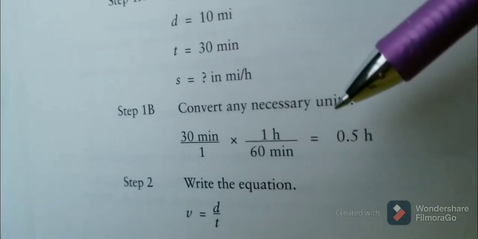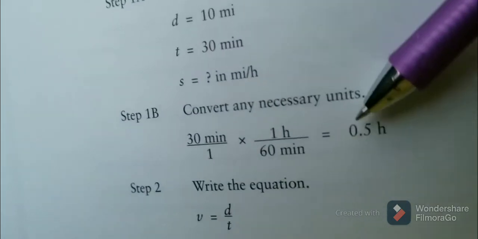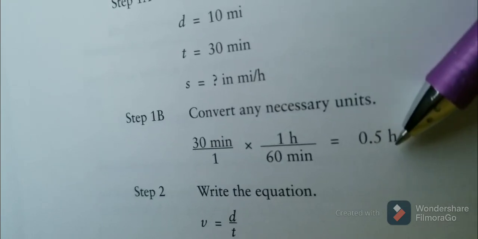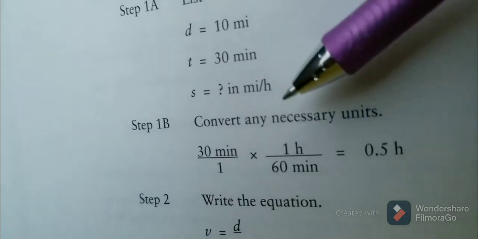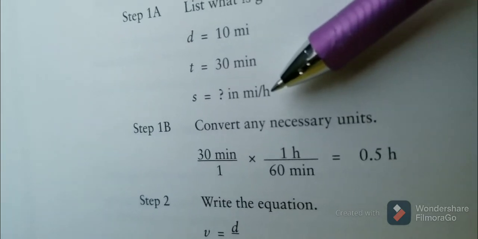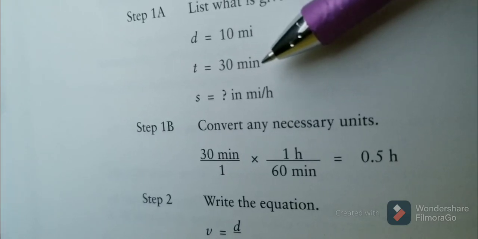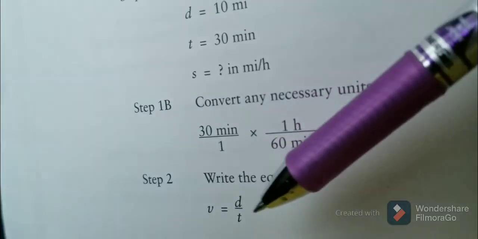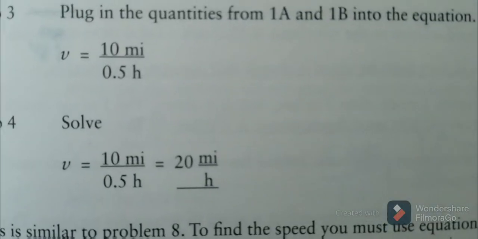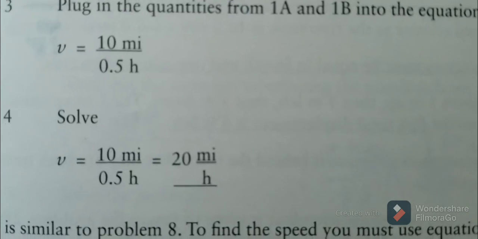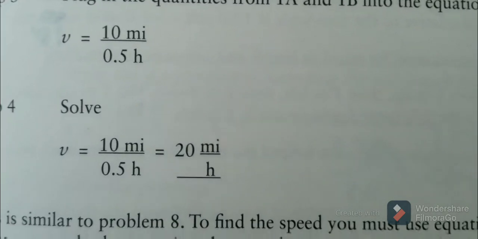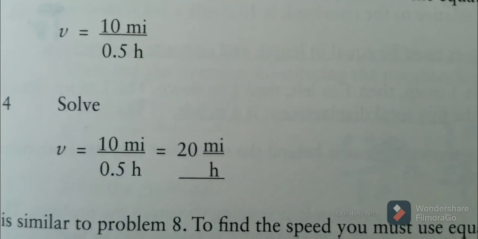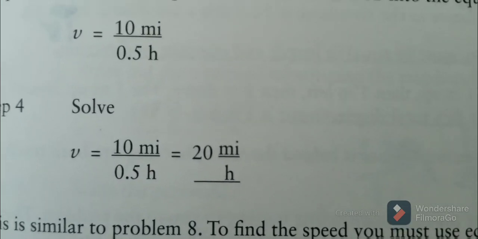0.5 of an hour is a half an hour. So we got a decimal, and we've got it in hours. We just needed the hours to match, because we're moving to miles per hour and out of the minutes. Okay, we're using velocity equals distance over time, plugging it in. We've got 10 miles divided by 0.5 of an hour. Solving it out, and we have 20 miles per hour.